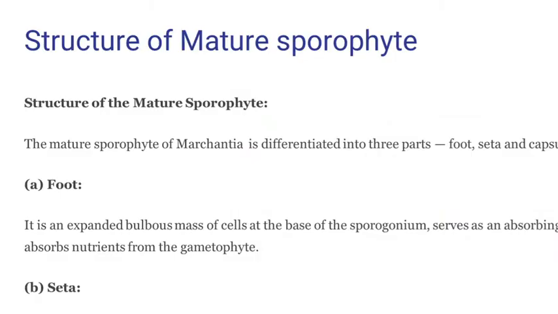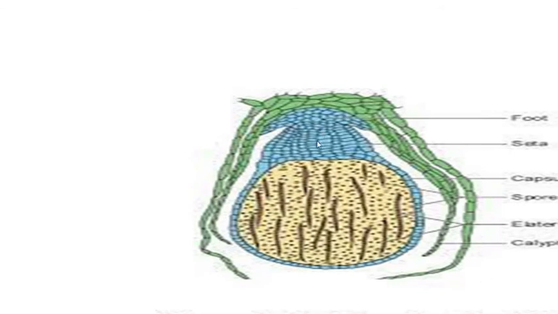The second part is the seta. It is a slightly elongated stalk between the foot and capsule. The cells are parenchymatous and elongated lengthwise. The seta increases in length and pushes the mature capsule out from the calyptra. So this is the seta. It connects the foot and capsule of the sporophyte, and it pushes the capsule out from the calyptra.